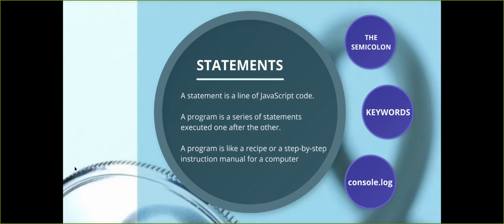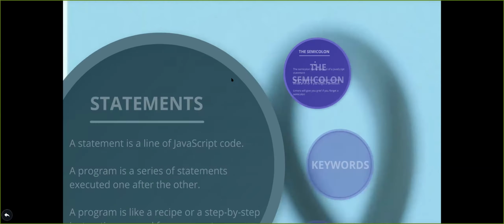When we go back to Visual Studio Code, you will notice that there are line numbers on the left. As you write more lines, there'll be more line numbers, because those are very, very important, and you'll see why as we go along. But that's it. A statement is a line of JavaScript code, right?